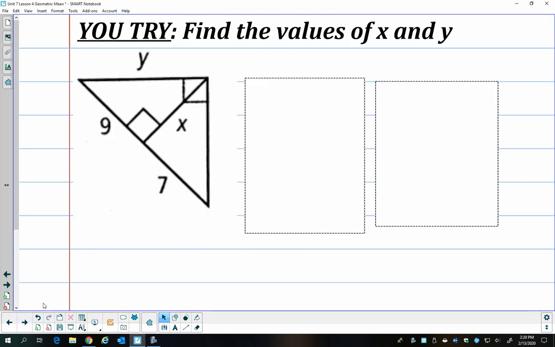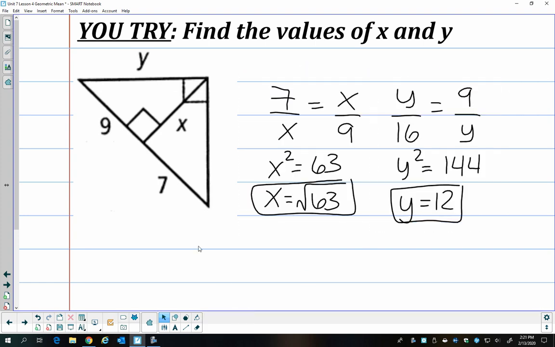So I want you to try this one. Try this one on your own, and then I'll reveal the answers. And if you have questions about it, ask me in class. I'm not going to go through the answer, but I'll reveal the answers for you so you can check them. So if you got root 63 and 12, that's great. If you didn't, that's okay too. Just make sure that you see if you can find your mistake. And if you can't, make sure you remember to ask in class and I can help you find your mistake. Again, if you have any questions, make sure you write them down so that you can ask me in class.